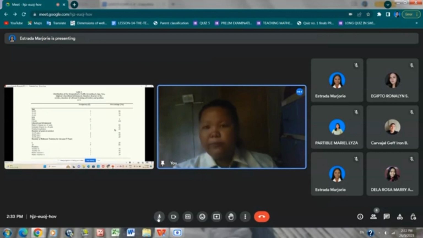Next, the teacher's gender. Table 1 displays the classification of the respondents' gender. They are clearly and obviously female, among the 5 respondents. This implies that the majority of the participants were females.